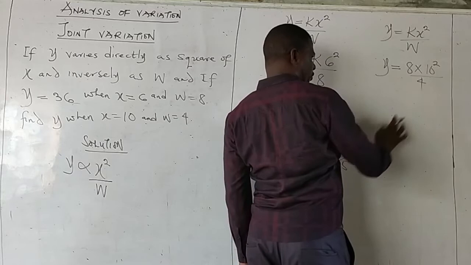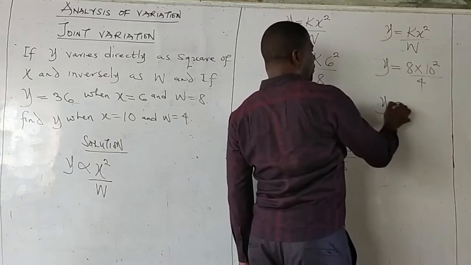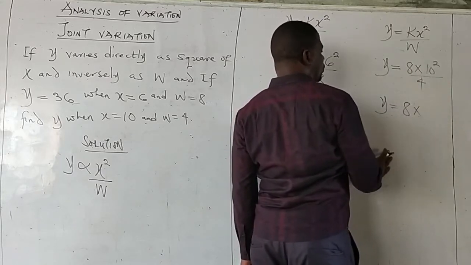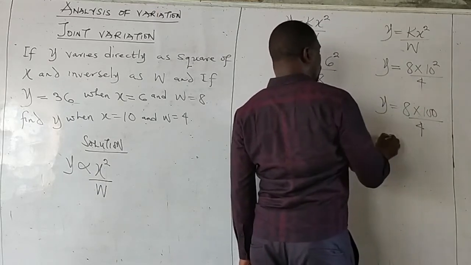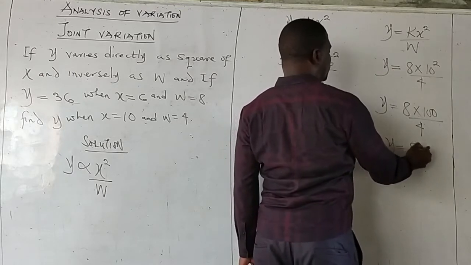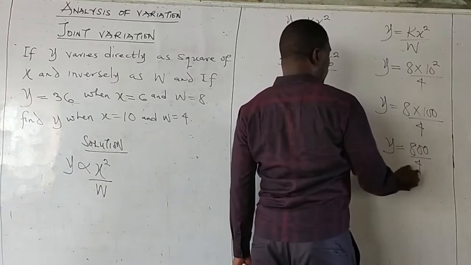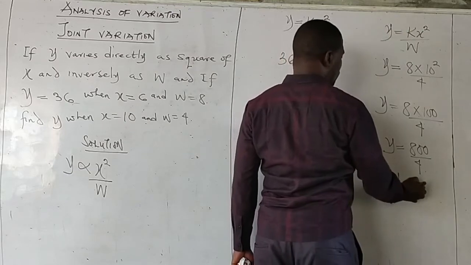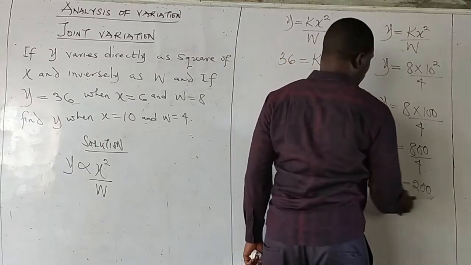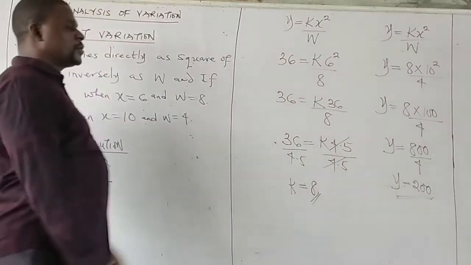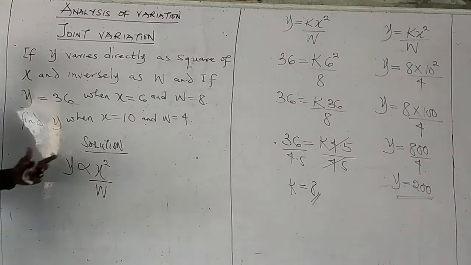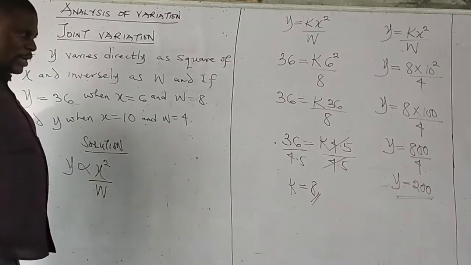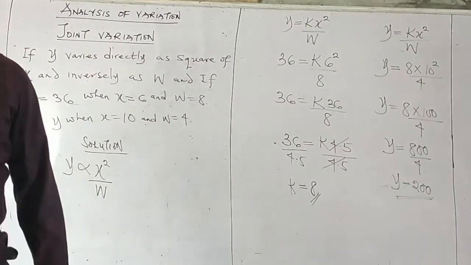So our y will now be equal to 8 times, what's 10 squared? 100. All over 4. So 8 times 100, what's that? 800. All over 4. And what is that? 200. Our y is 200. So that is joint variation. It's also very straightforward. It's just a combination of direct variation and the inverse variation.